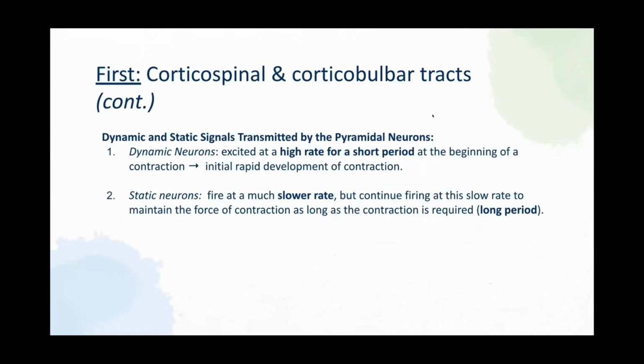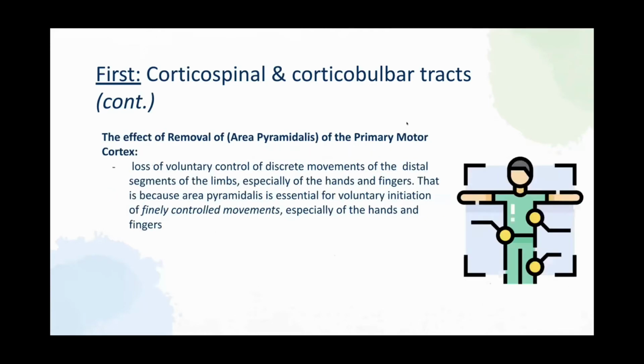طيب عندنا dynamic versus static signals transmitted by the pyramidal tract. The dynamic neurons are excited at higher rate for shorter period of time. excitation حقها يجي جدا قوي, very high rate, but short period of time. بينما static are opposite. It's a slower rate but for a long period of time. فيخلي الكونتراكشن slower rate يخلي contraction longer.